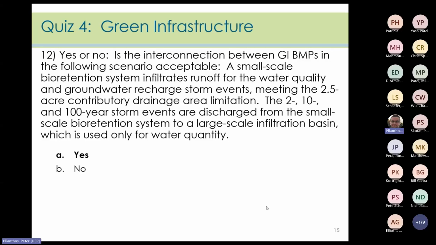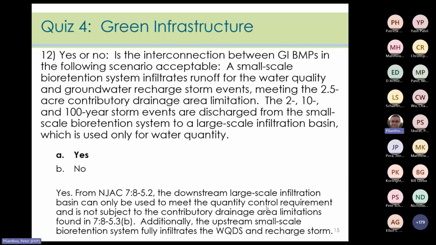The answer to this is yes. From NJAC 7:8-5.2, the downstream large-scale infiltration basin can only be used to meet the quantity control requirement and is not subject to the contributory drainage area limitations found in 7:8-5.3b. Additionally, the upstream small-scale bioretention system fully infiltrates the water quality design storm and the recharge storm.